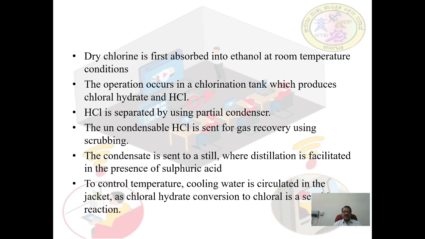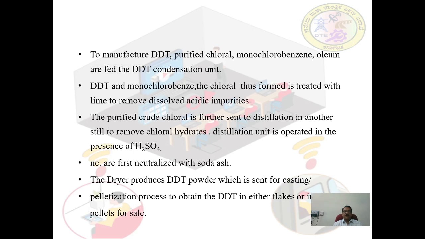To control the temperature, cooling water is circulated in the jacket as chloral hydrate, conversion to chloral is a sensitive reaction. To manufacture DDT, purified chloral and monochlorobenzene along with oleum or concentrated sulfuric acid is fed to the DDT condensation unit.